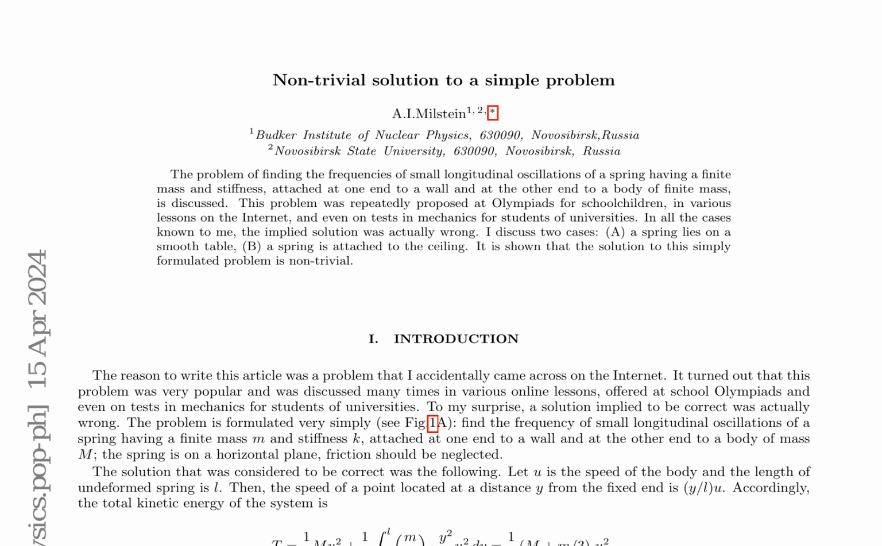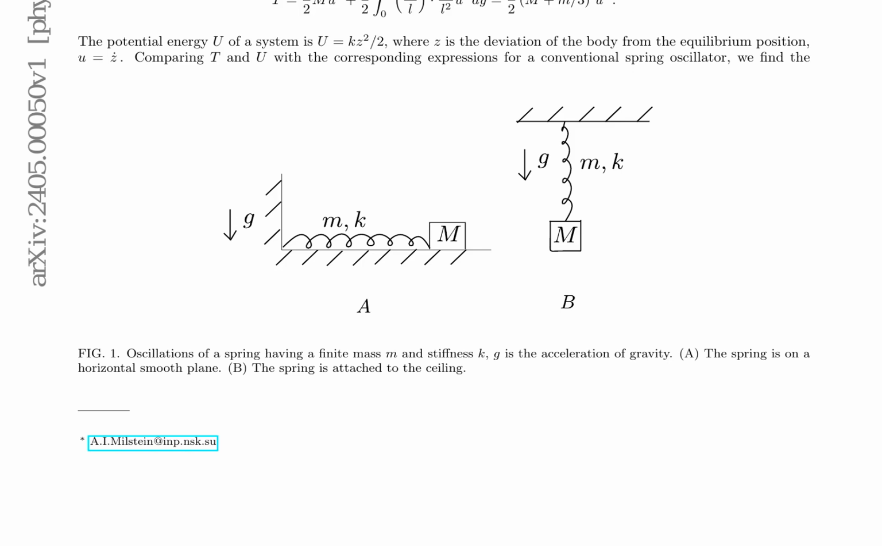The correct approach involves calculating the kinetic energy of the spring by integrating the kinetic energy of each point along the spring, resulting in the correct total kinetic energy. T equals 1/2 m u squared plus 1/2 m_s u squared plus 1/2 m_s u squared. This yields a different expression for the oscillation frequency, which takes into account the mass of the spring.